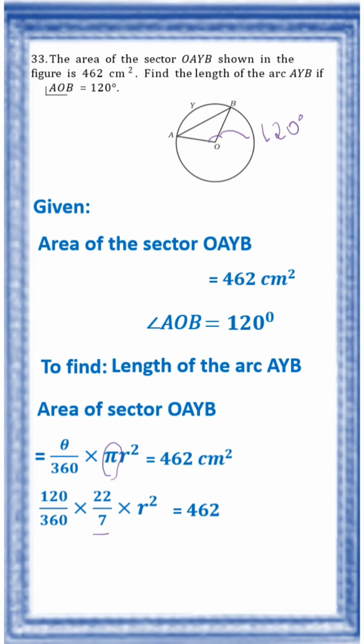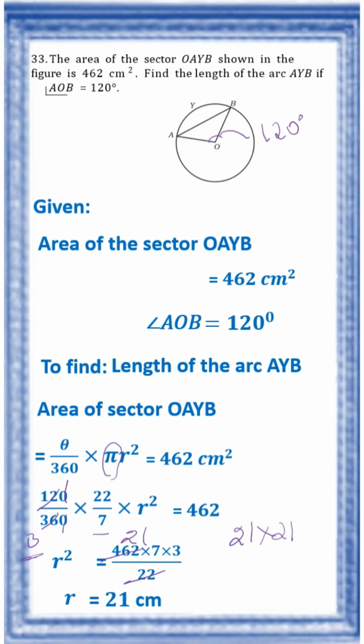That is equal to 462. Now you can cancel 12 ones are 12, threes are. Here only you cancel, but in the next step let me solve. R square is equal to 462 into 7 into 3, by 22. Here 22 ones are 22, 20 ones are. 7 threes are 21. So R square is equal to 21 into 21. So R is equal to 21 centimeter.